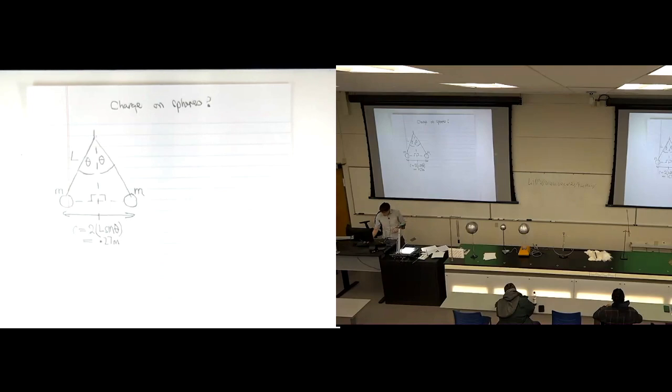Okay. So how am I going to solve this problem of what are the charges on the two spheres? The way I'm going to do it is first solve for the electrical force between the two spheres, and then once I've got that force, I'm going to solve for the charge on the two spheres. How am I going to find the electrical force? What principle am I going to use?